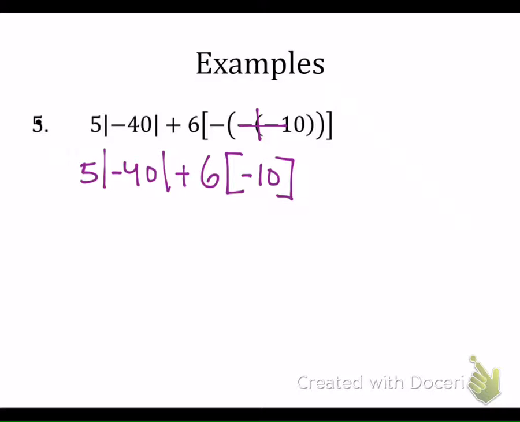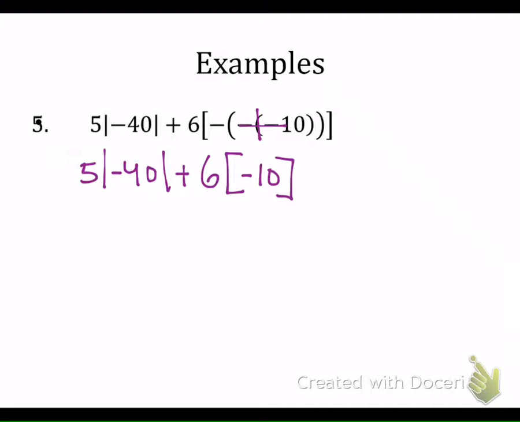All right, so normally now I handled my innermost parentheses already, right? I still have a grouping symbol here, but it's acting in a multiplication manner. I take care of absolute value with grouping symbols because you don't want to get into anything else until you take care of this absolute value. So I am going to do the absolute value of -40 first.